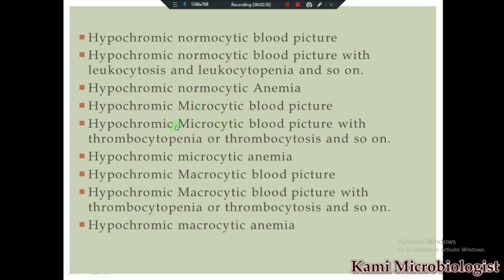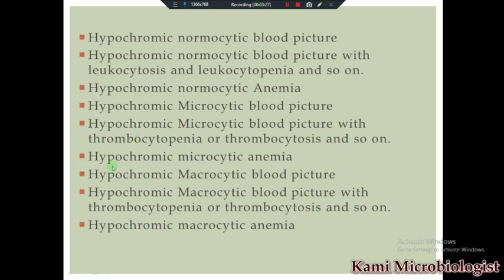When the thrombocytes are low or high in number, or the leukocyte value is low or high, in that condition we will give hypochromic microcytic blood picture with thrombocytosis if the thrombocytes are high, or with thrombocytopenia when they are low, or with leukocytosis when the leukocytes are high, and with leukocytopenia when they are low. So this is really important, you have to see all the things.